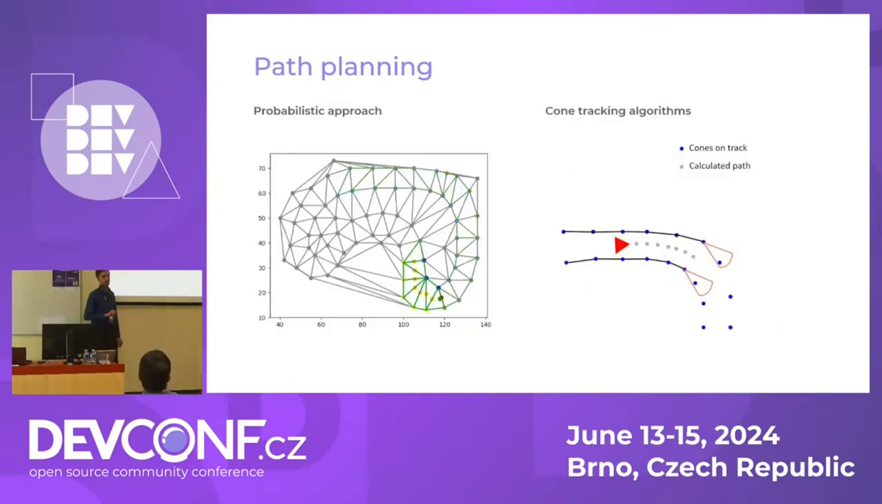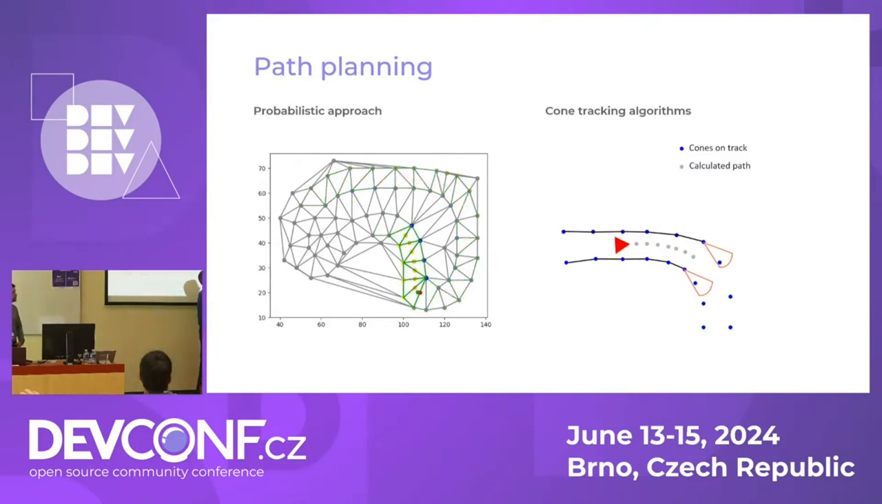There are two main ways how you can approach path planning. The first is the probabilistic approach. Basically, you will calculate probabilities of different paths, and you will select the path with the best probability. And the second one is cone tracking algorithms. They use some kind of tracking.